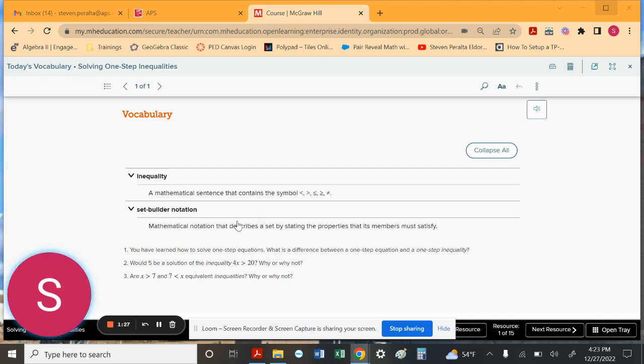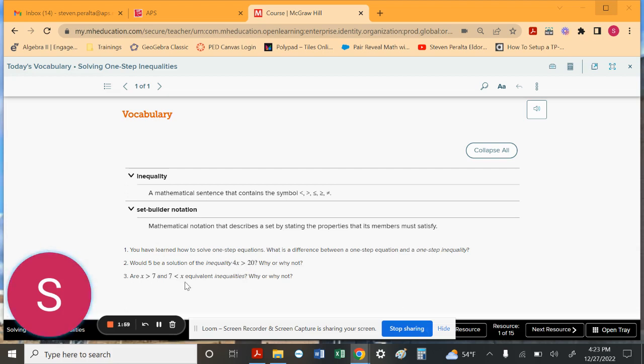So we've solved one-step equations, like I said. So really the only difference between a one-step inequality are these symbols, and then in some cases what happens to these symbols based on the one step that we have to take. So is 5 a solution of this inequality? Well, 4 times 5 is 20. Is 20 greater than 20? No. So 20 is equal to 20, not greater than. So therefore, the answer would be no. So the solution would be that this is false. This would not be a solution.